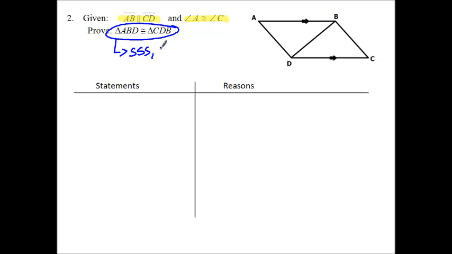SSS, SAS, ASA, AAS, or HL. Which one is it going to be?